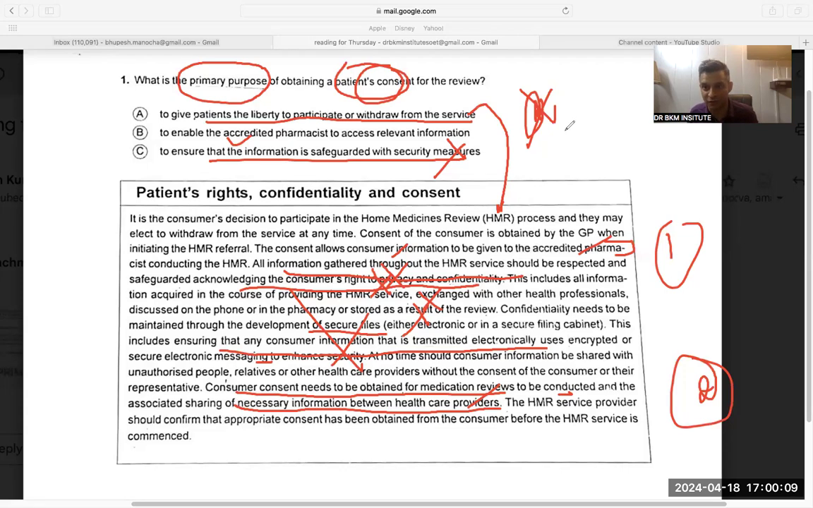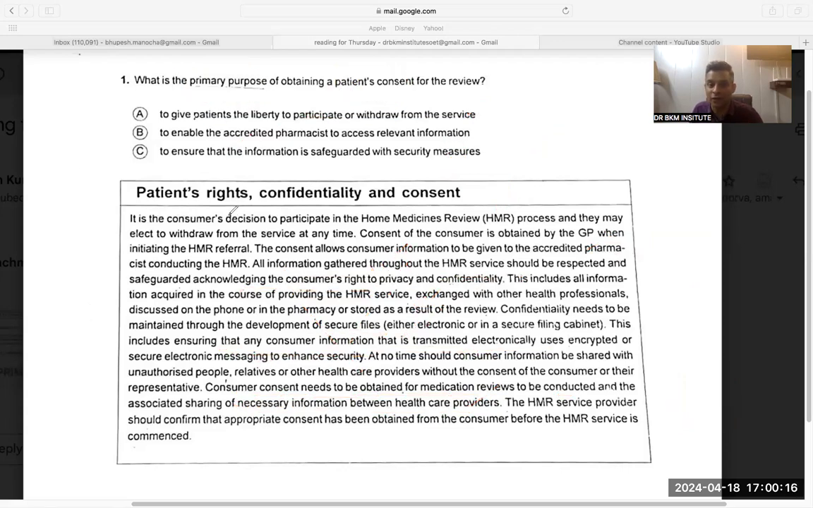Only two can be the purpose of the consent. In your practical world, you take consent for this. So if you understand these things, then you won't have to focus on anything else. You will read only this line and this line. This will save your time, energy, and everything. This is not the purpose. This is not the purpose.